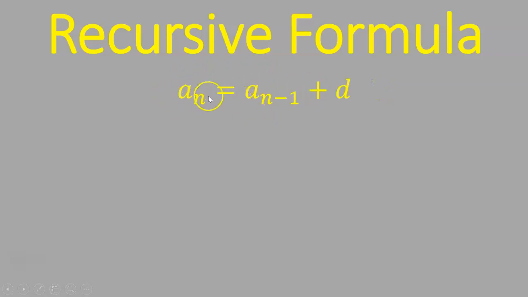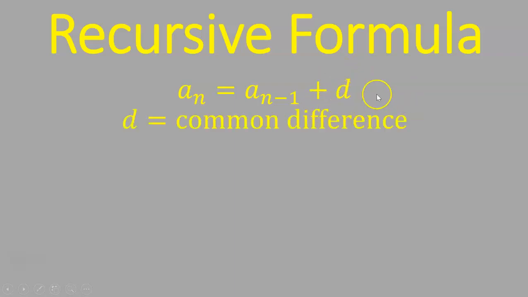Different look here. You see a sub n in there, and we saw that for the explicit formula as well. But now we've got something different: a sub n minus 1. That was not in the explicit. And then we have d, which we did also have in the explicit form. And d, remember, is the common difference. That's what's being added over and over.